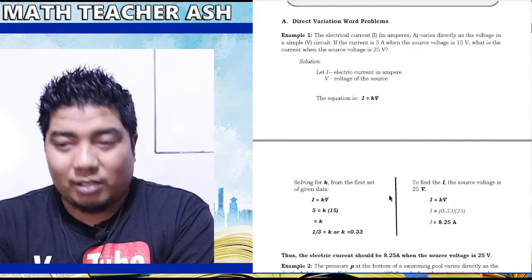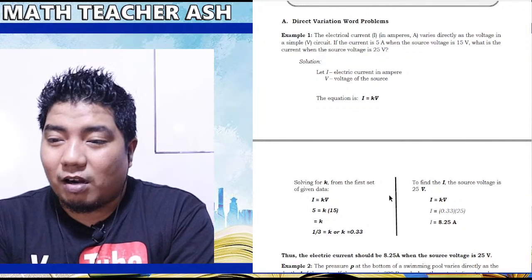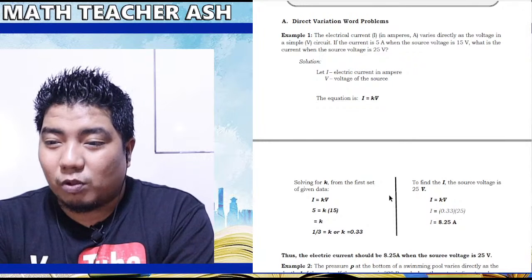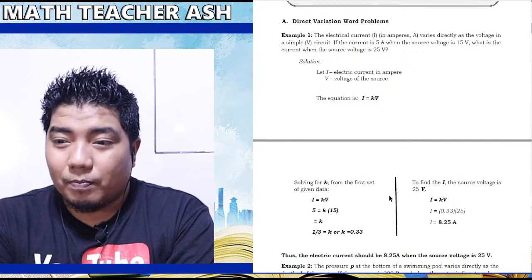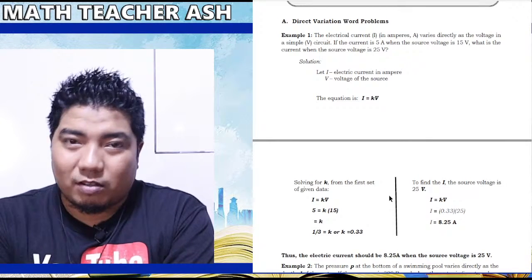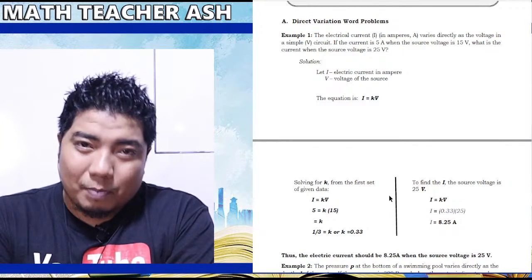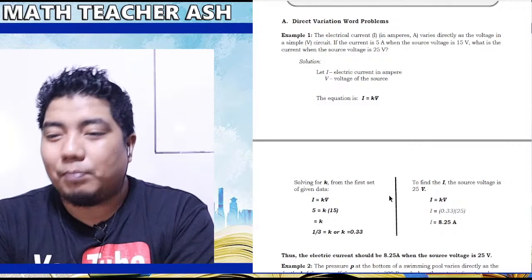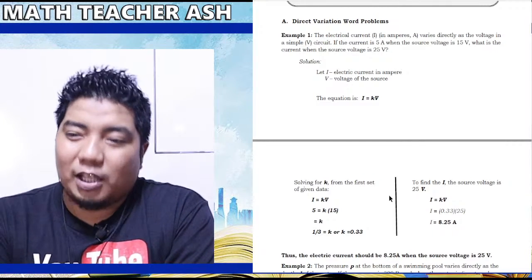So, this is an example of direct variation because sinabi na dito sa statement that varies directly. Okay. Ayun. Pangalawa is that the given are amperes and the voltage. So, it says here that the more voltage you have, the bigger amperes you will get. Okay. So, what is the solution? Pwede ka na magbigay dito ng representation. Let I be the electric current in ampere, V as the voltage of the source.